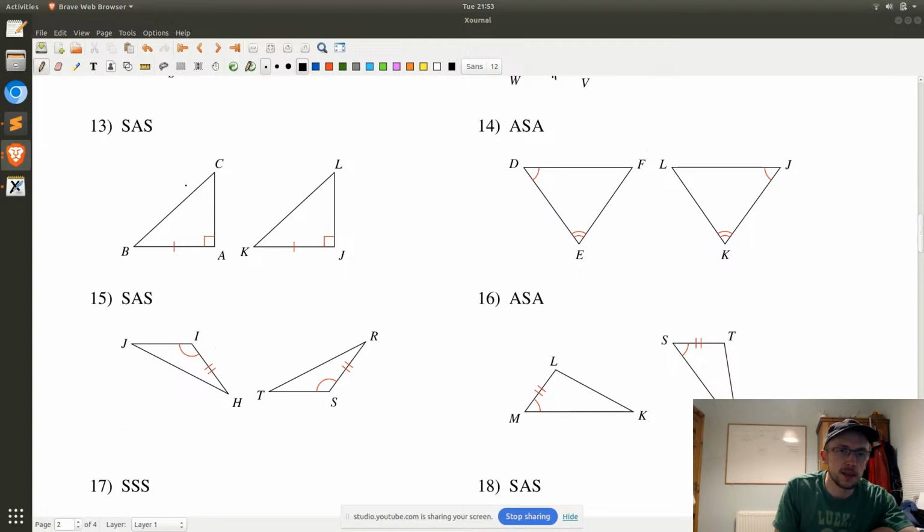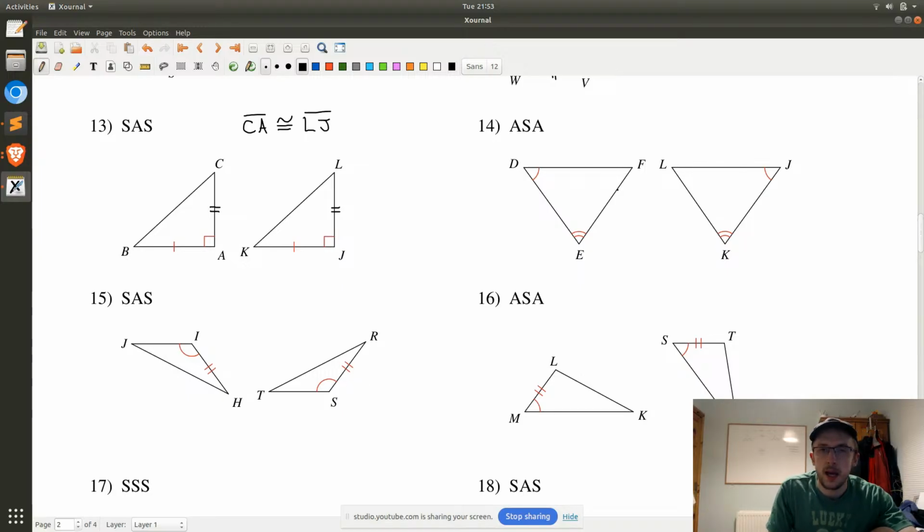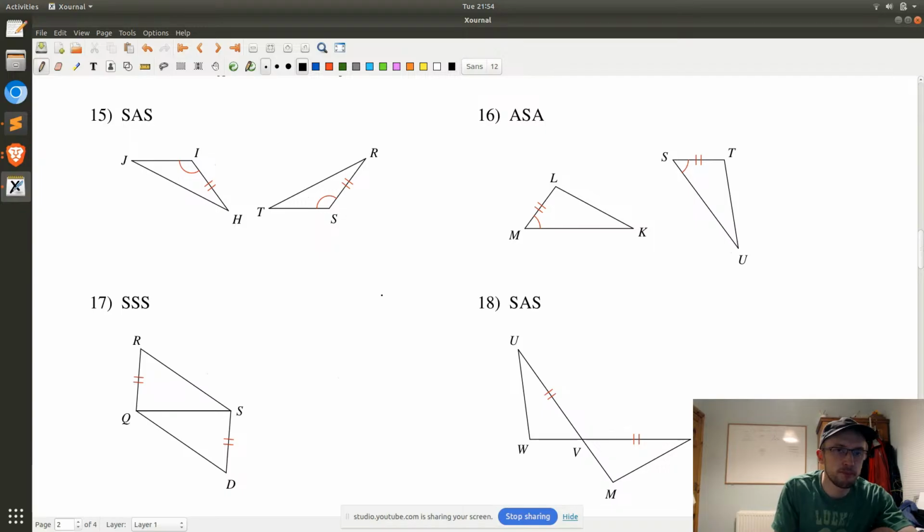Okay, side angle side. I would have to know that side CA is congruent to side LJ. Angle side angle. I would have to know that side DE or line segment DE is congruent to side or line segment JK. Check. Correct. Side angle side. I would have to know that side JI is congruent to side TS. Angle side angle.